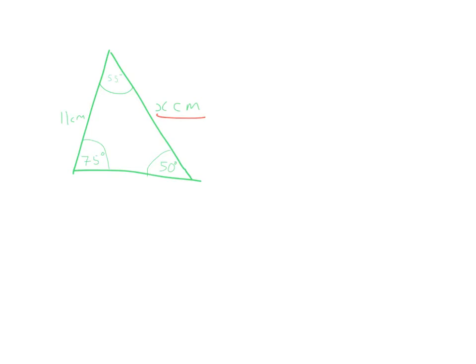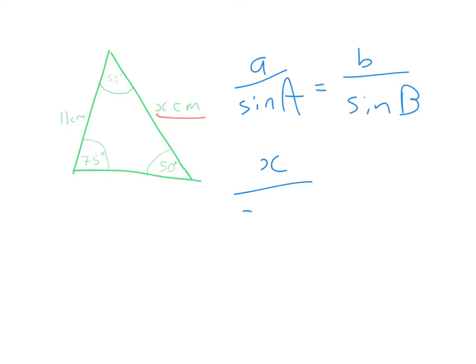So we can say a divided by sine A is equal to b divided by the sine of its opposite angle. Now we could put in c there if we wanted to, but we actually only need to fill in two of these in order to get a workable equation. So we can put in x as one of those sides, divided by its opposite angle. So x divided by the sine of 75 should be equal to 11 divided by the sine of its opposite angle, 50.